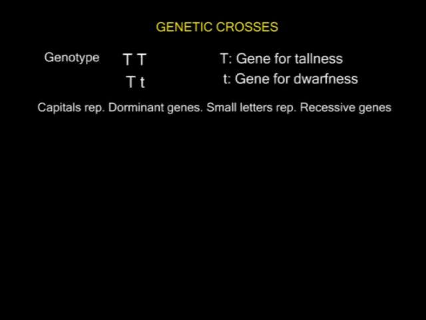The genotype of an organism is represented using paired letters or symbols, where the capital letter represents the dominant gene, while the small letter represents the recessive gene. Capital T represents the gene for tallness. During gamete formation or gametogenesis in dwarf plants, each gene in the pair segregates into different gametes.